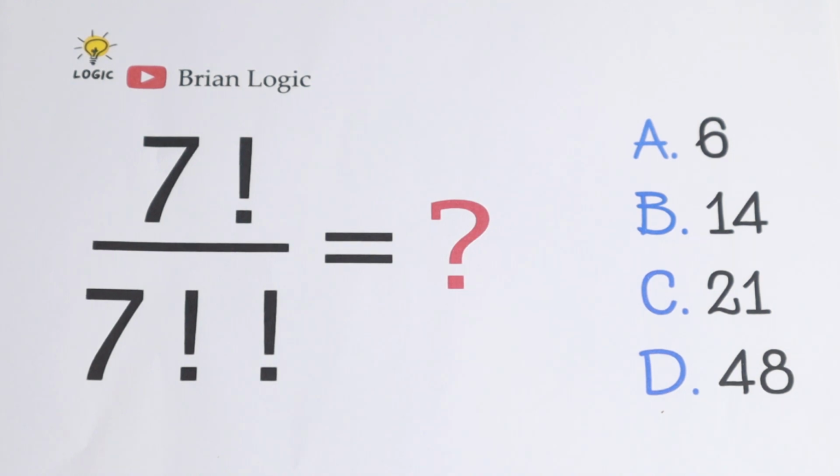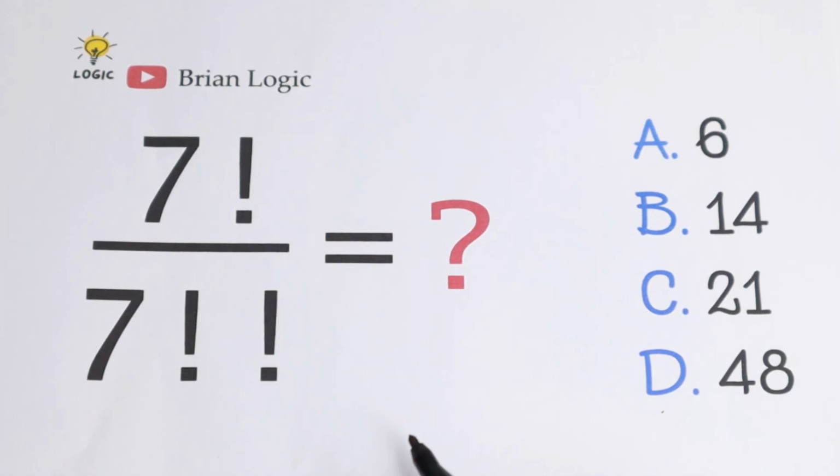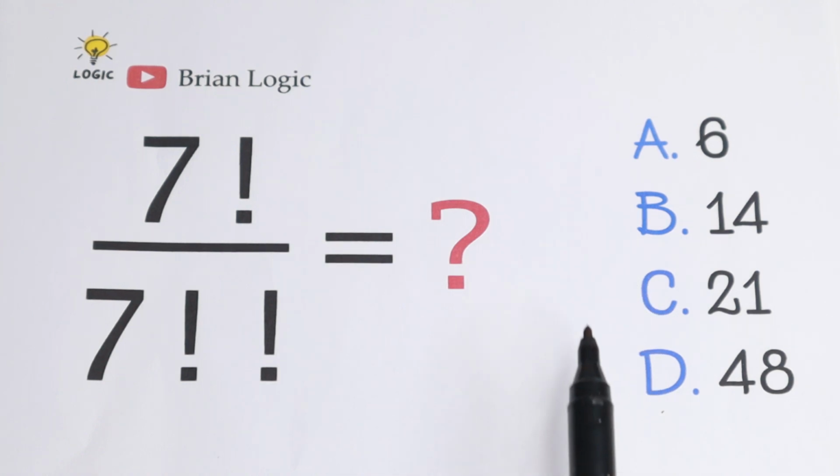Today we have a really interesting math problem. We need to divide 7 factorial by 7 double factorial. And how can I do that? On the right hand side we have a lot of options: A, B, C and D.